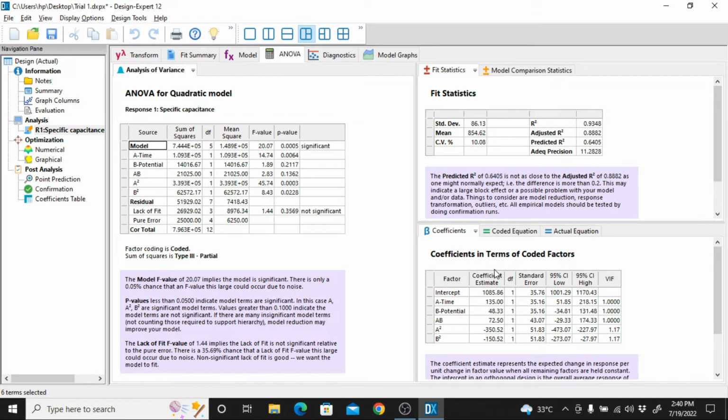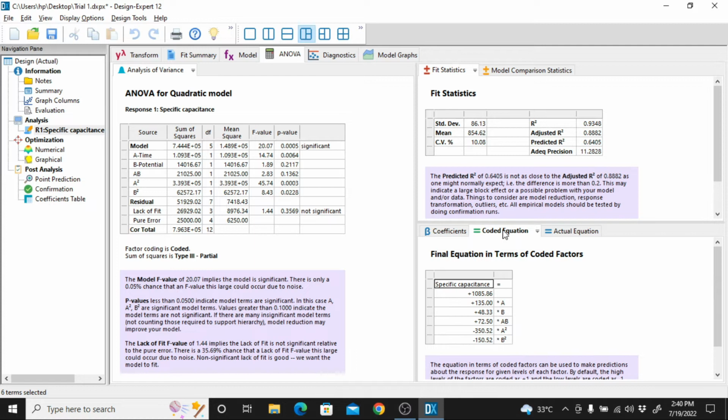Okay, this is the coded equation. You can see when we use the equation and put in our parameters, for example, A is time, B is voltage, we can get exactly the value of specific capacitance. So you can also include the equation inside your paper.